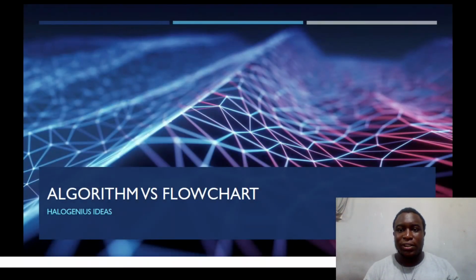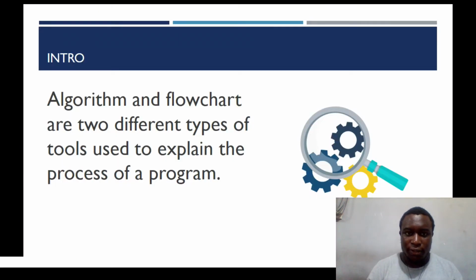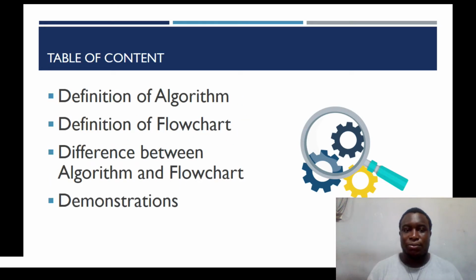So algorithm and flowchart. Now, algorithm and flowchart are two different types of tools you use to explain the process of a program. And a program is something you create to get something done, to solve a particular problem. That is what a program is. So, algorithm and flowchart are ways by which you can represent the processes the program is going to execute. That is one similarity between the two of them.